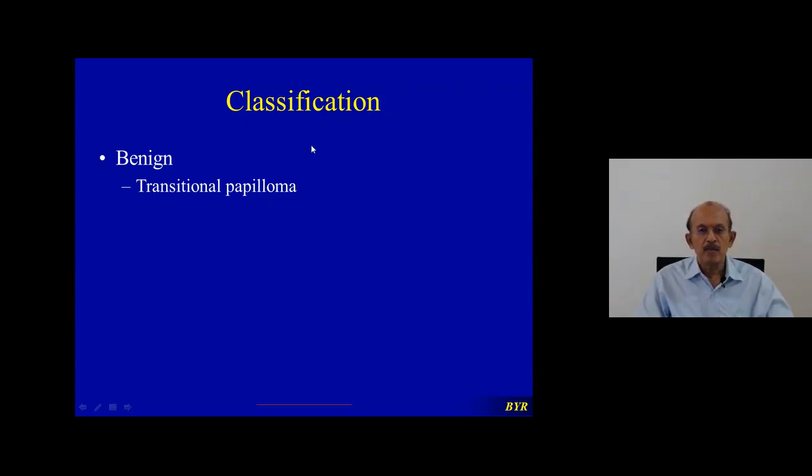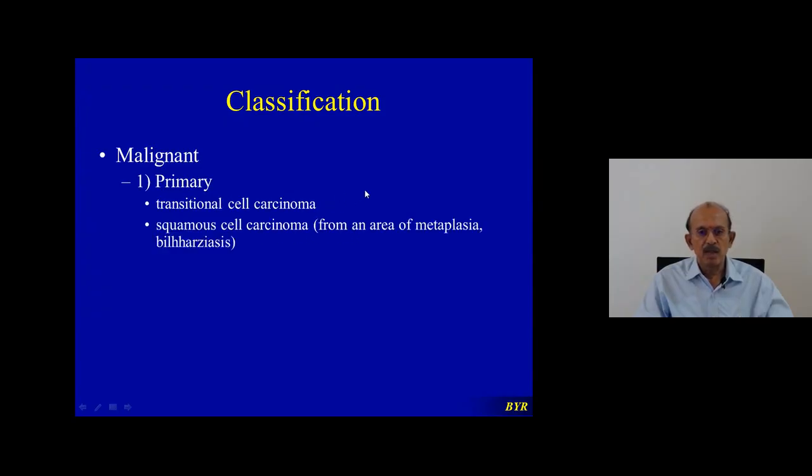So here, the classification of neoplasms of the bladder: benign tumors, that is the transitional cell papilloma. The malignant, primary, it is transitional carcinoma. Squamous cell carcinoma, this bladder has transitional cells, but it may develop squamous cell carcinoma from an area of metaplasia or bilharziasis. Then adenocarcinoma from urachal remnants.